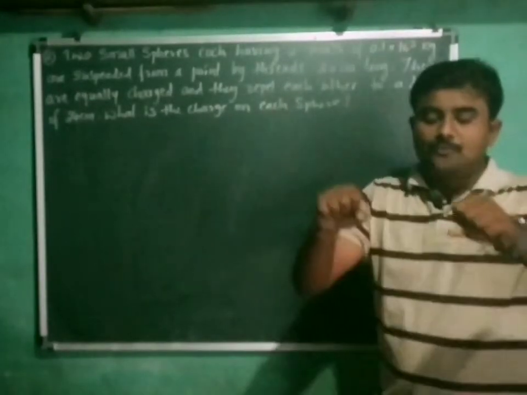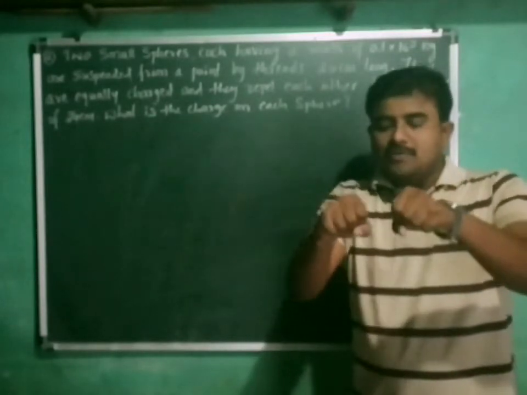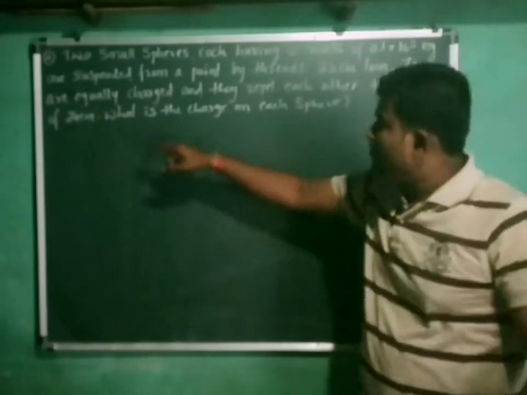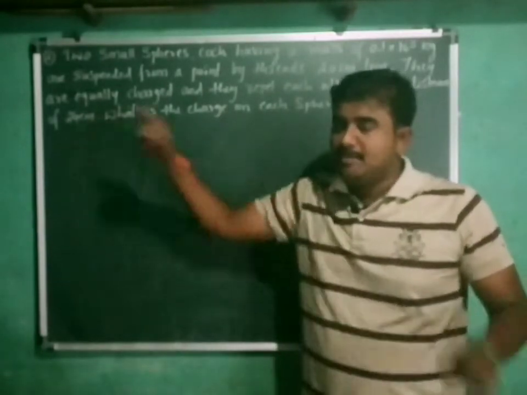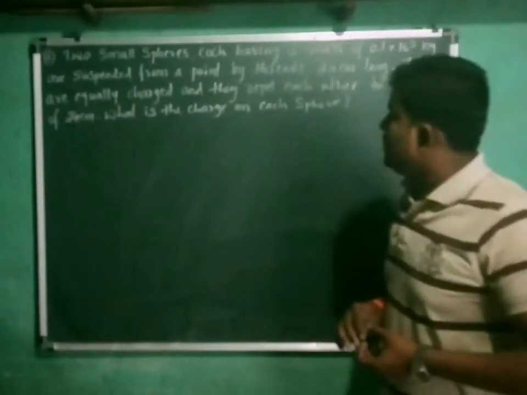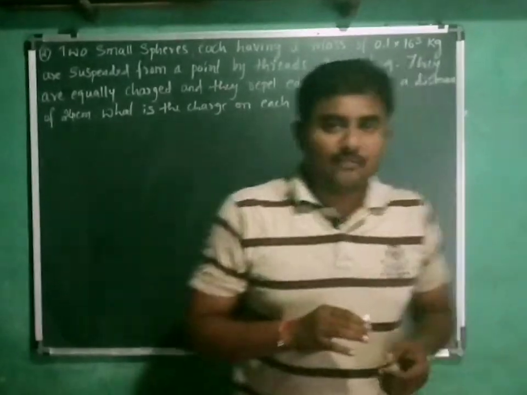It means if two charges have the same magnitude and same polarity, if they are brought closer, they repel each other and get separated by a distance of how much? 24 centimeter. I mean the distance between the two charges is given, it is 24 centimeter. What is the charge on each sphere? We are supposed to find the magnitude of charge.